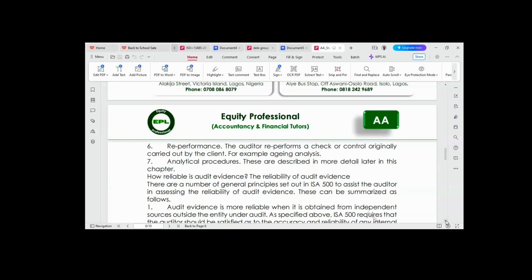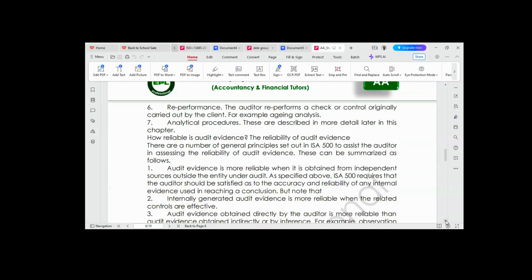The auditor will base reliability on these 5 generalizations. The first of the ways the auditor will test the reliability of audit evidence is to say that audit evidence obtained from an independent source is more reliable than audit evidence obtained from within the entity.